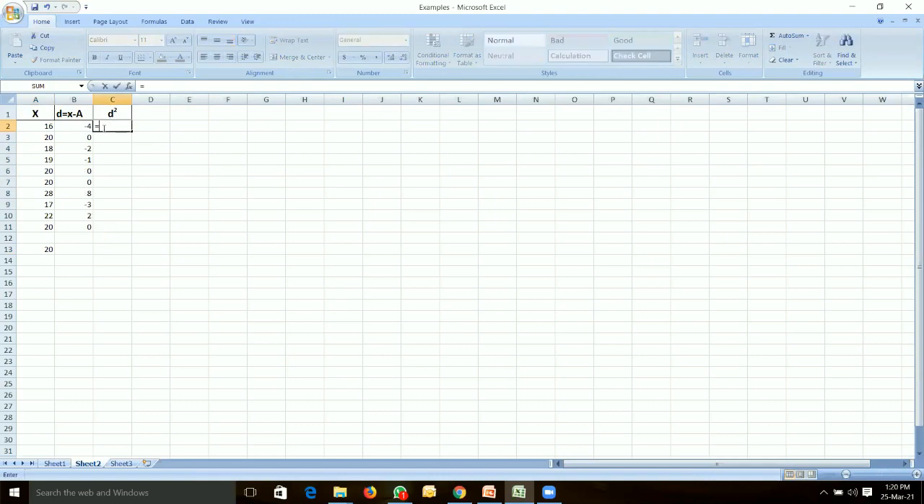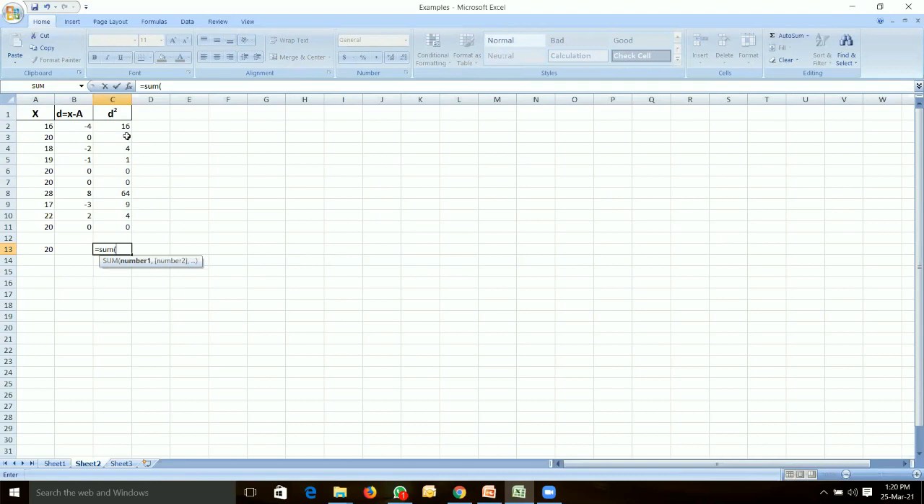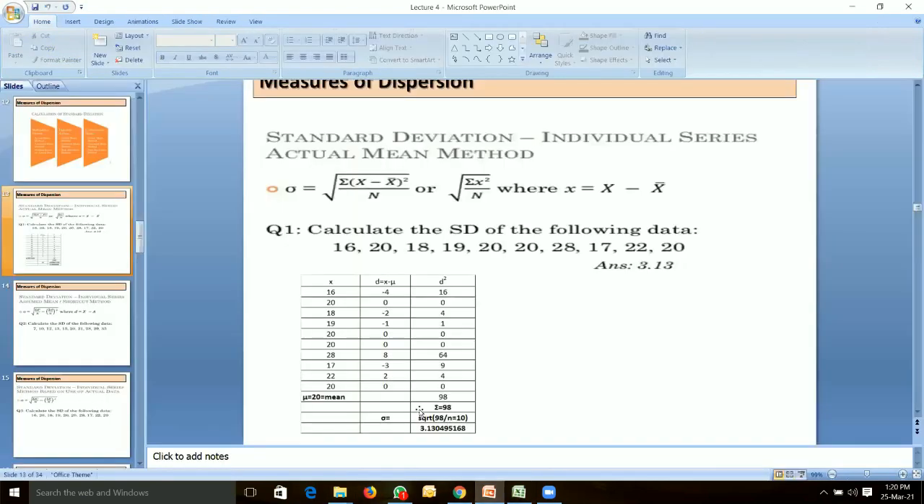Which is equal to this. I want square, so into again this. This is a simple way I'm telling you. You have to drag. Now give equal to sign. I want the sum. In our formula, there is sum of (x minus x bar) whole square. So sum, that 16 to 0. So my sum is 98. You can see here summation is equal to 98.